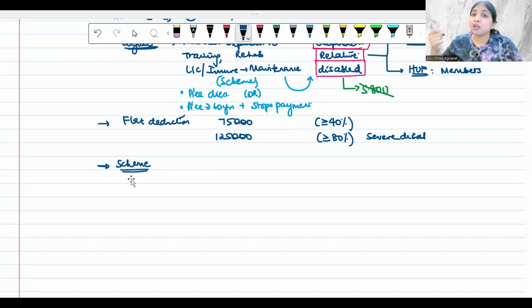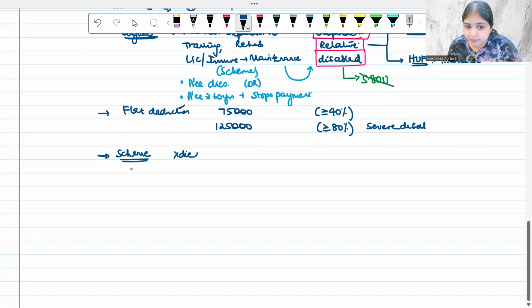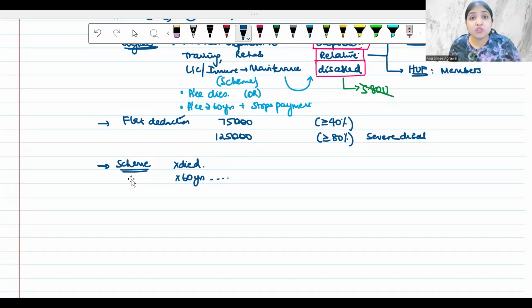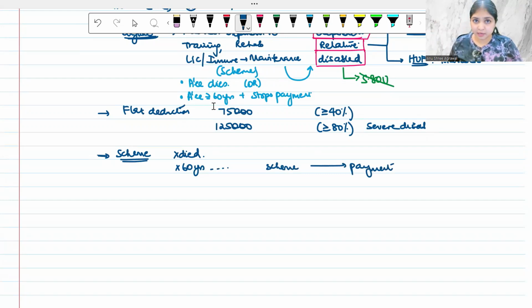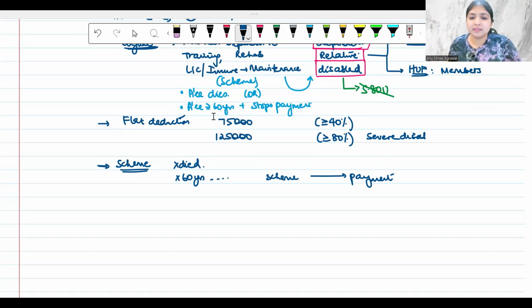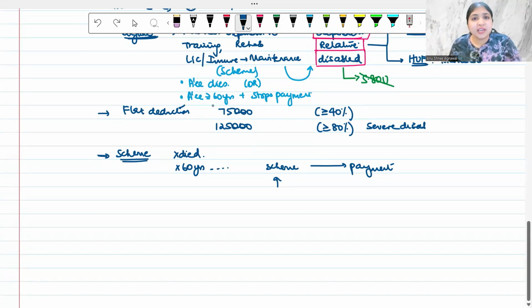Right? But what if the assessee has not died, and also has not reached 60 years of age and stopped making payment to the scheme? Neither of those two situations has arisen, but still the scheme has made payment for the maintenance of the dependent disabled relative. Then don't you think the scheme is violating Section 80DD?